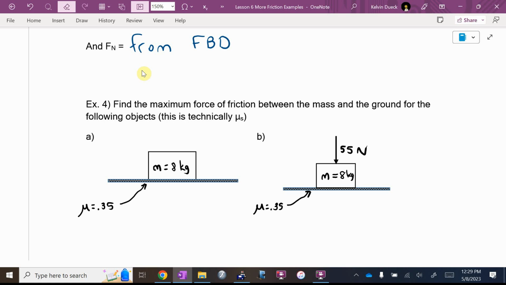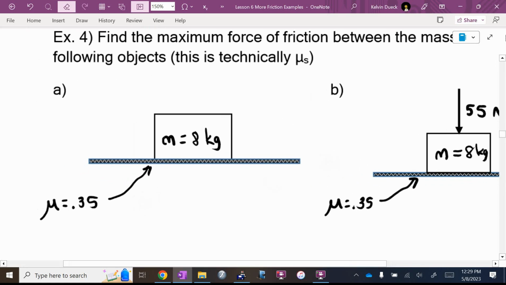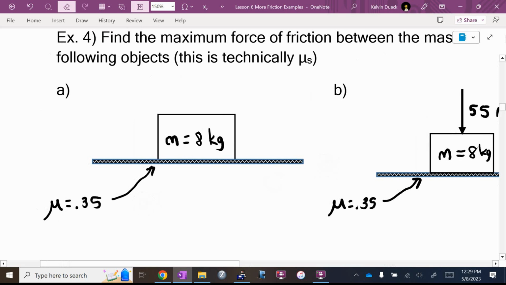It says find the maximum force of friction between the mass and the ground for the following objects. In other words, how hard would you need to pull to get these to start to accelerate? Technically, we're finding static coefficient of friction. So this is a job for a free body diagram.